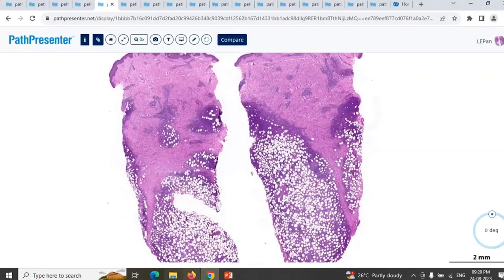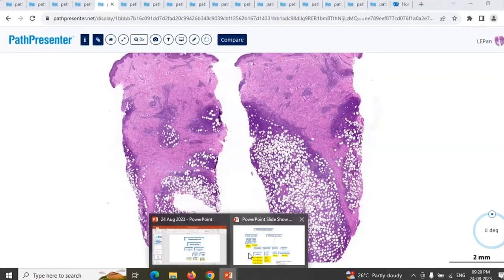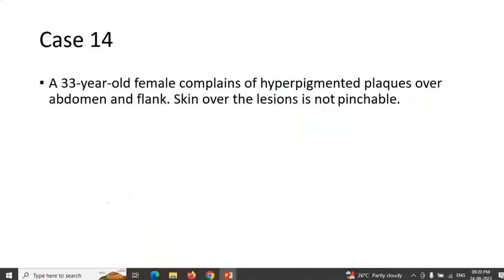Now we'll move to case number 14. So this is a 33-year-old female who complains of hyperpigmented plaques over the abdomen and flank, and the skin over the lesions is not pinchable. So Tina, would you like to take this?